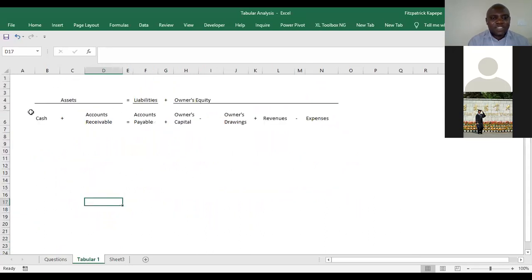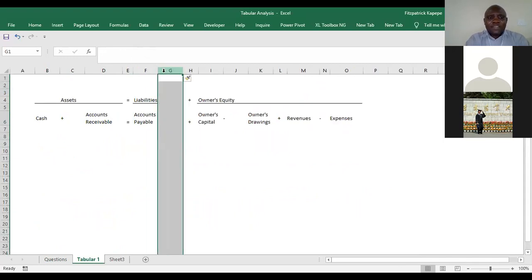So I had already put this because I didn't want to waste your time. And the assets, according to what we are given, there's cash, accounts receivable, liabilities, we have accounts payable. There's something that is missing here. There's something missing. There's the note, yeah?